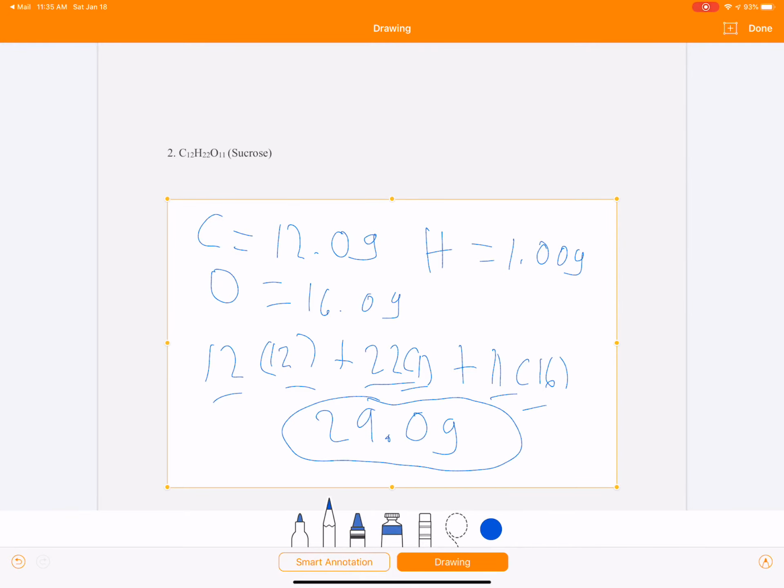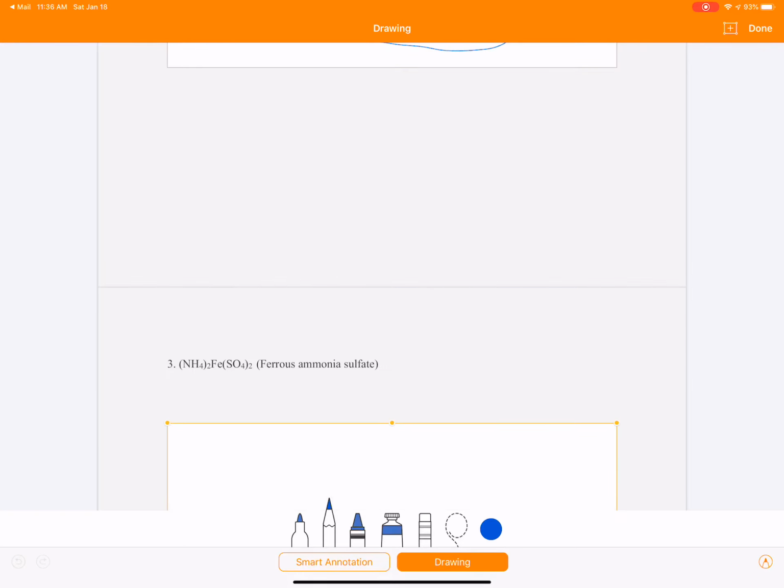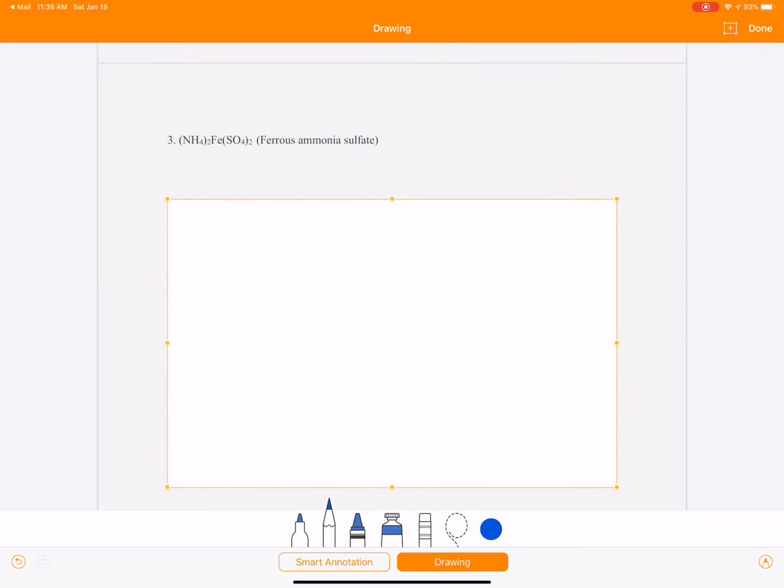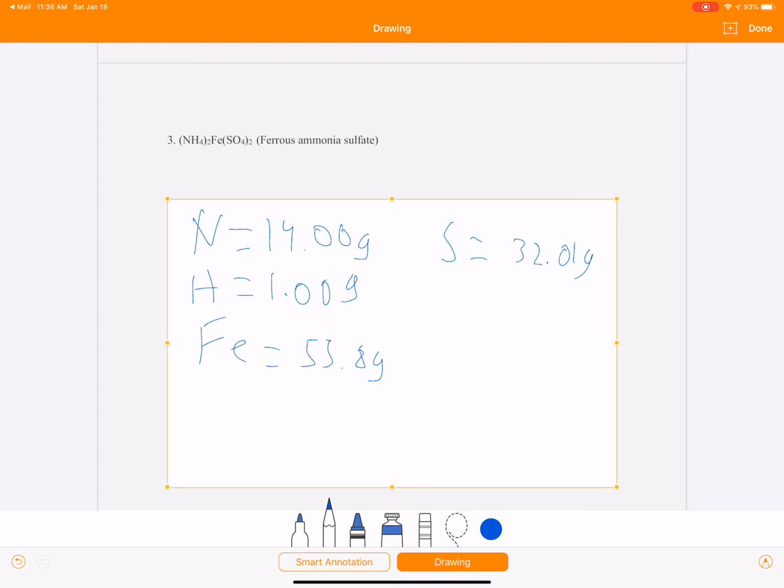Alright, so a little bit more involved, but nothing too bad. And then we get compounds like this, ferrous ammonium sulfate. So this is quite a monster, but it's not that bad. Step one, identify the elements involved. Nitrogen, we know, has a molar mass of 14.00 grams. Hydrogen we've already dealt with, 1.00 grams. Iron is a new one, and that is going to be 55.8 grams. Sulfur is a new one, and that's going to be 32.01 grams. And oxygen we've dealt with, 16.0 grams.